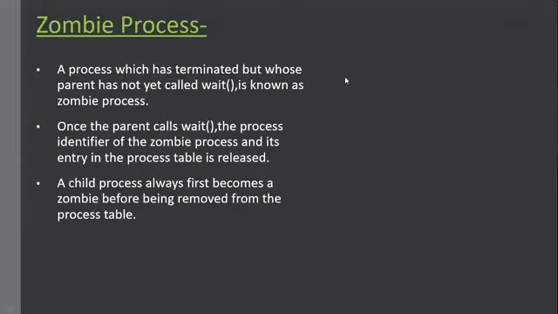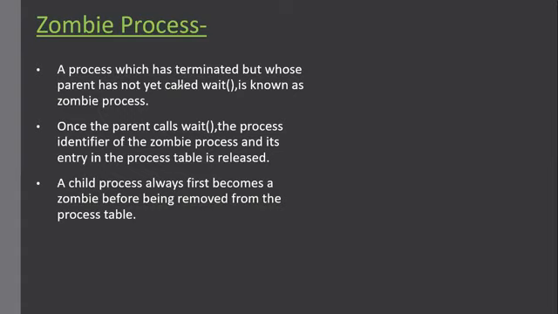Now the next term is zombie process. So a process which has terminated but whose parent has not yet called wait is known as a zombie process. Now why is it known as a zombie process when the parent has not called wait? Actually what happens is, when a child is created using the fork system call, we all know that the child process replicates the parent process address space, right? And if the parent waits for the child using the wait system call, then the parent is suspended until the child terminates, right?